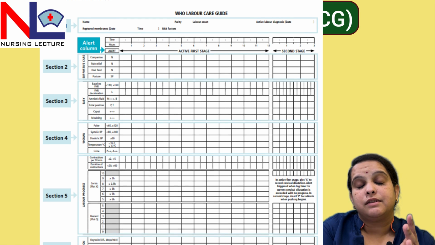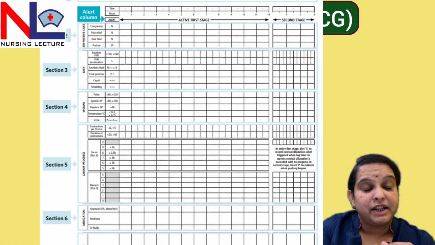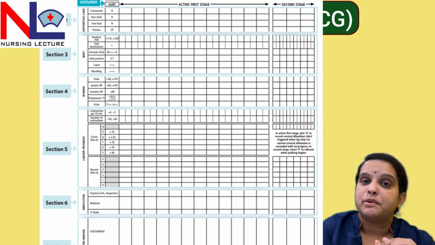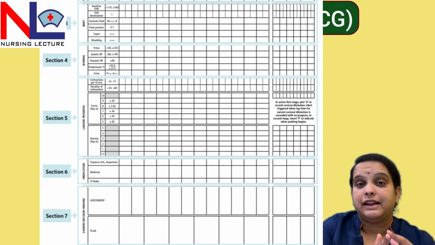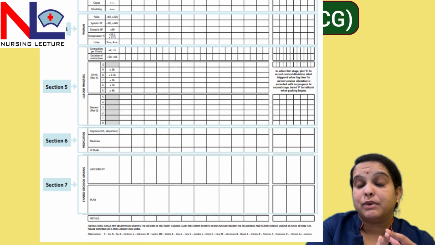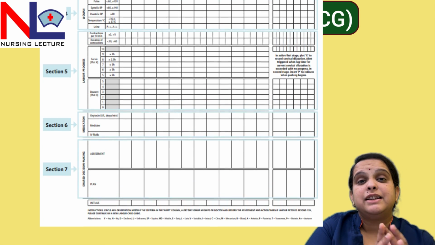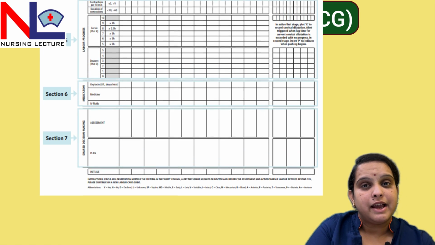The fifth section shows the progression of labor. The sixth section deals with the medication used during labor progression. And the seventh section deals with the assessment and planning section, that is, shared decision planning with the mother and companions. So these are the 7 components and the parts of graphical recording on this LCG.